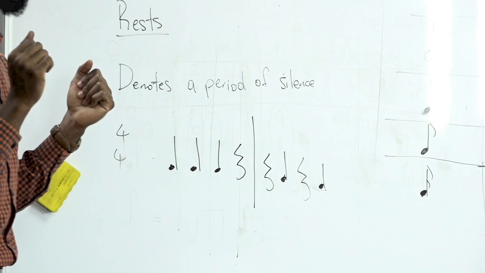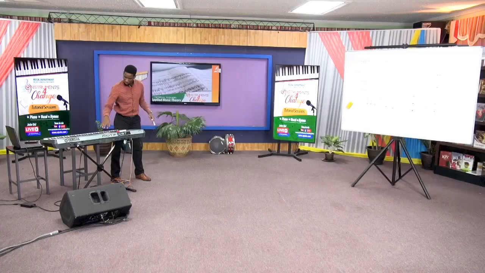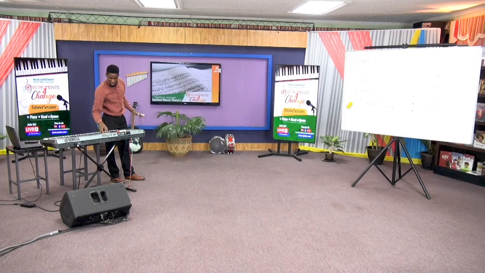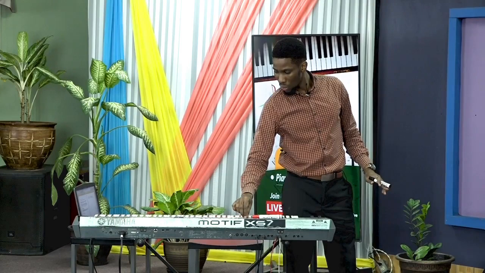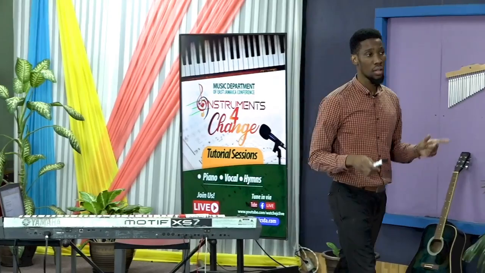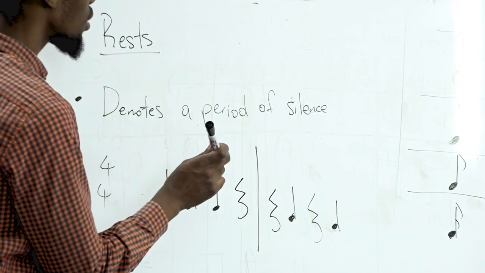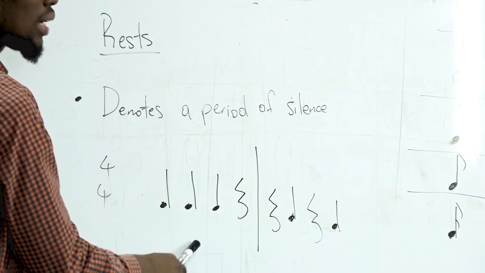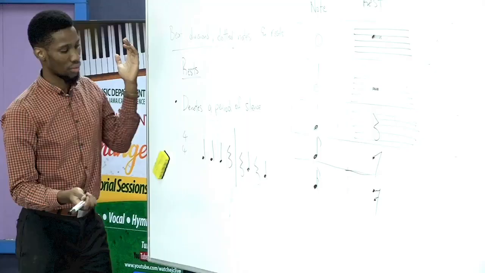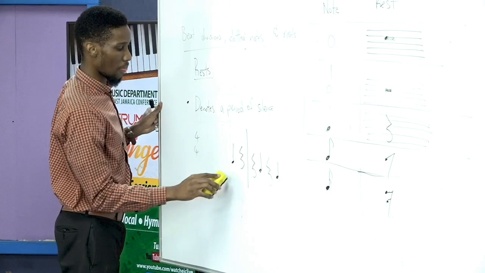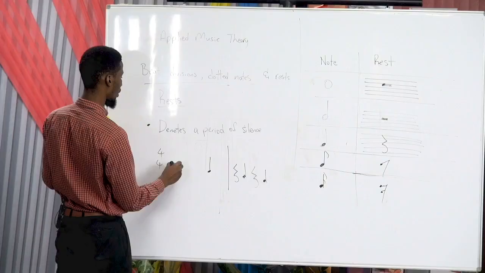Let me use a metronome so you can hear the beats. One, two, three, four. One, two, three. Let's go one more time. One, two, three, four. Clap, clap, clap. Rest, rest. Clap, rest, clap. Let's change it. Let's put a minim rest. This is a minim rest.